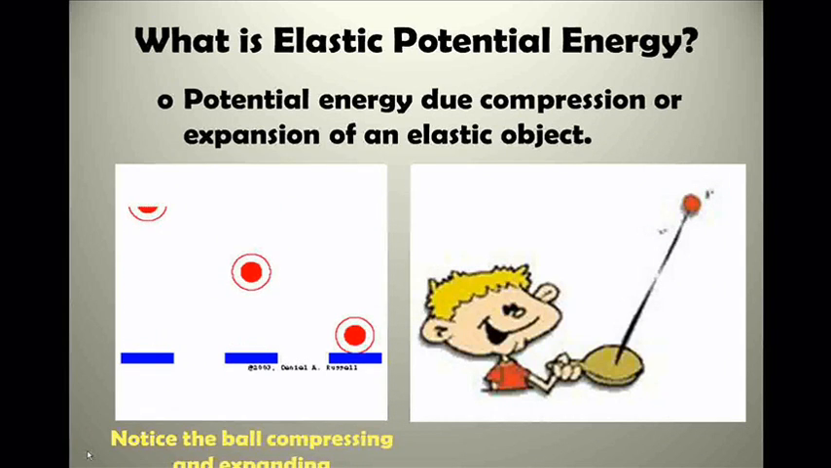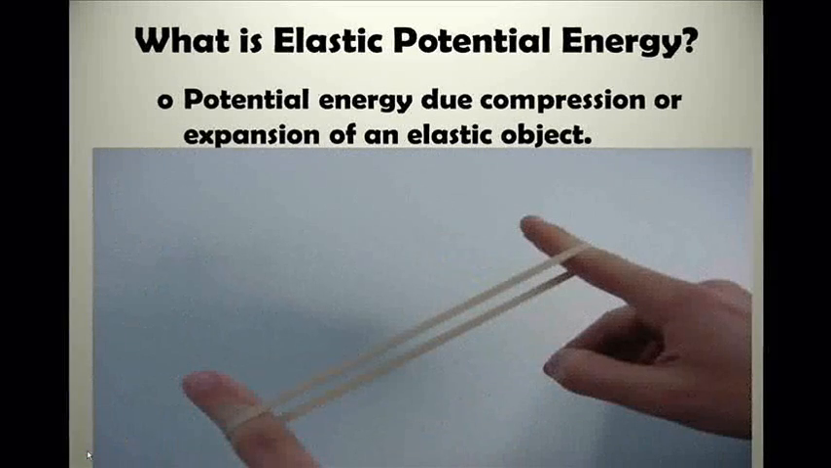Look at the ball on the far left. As it comes down, it gets squished right here, and that's potential energy. Then when that potential energy is released as the ball expands, it turns into kinetic energy. Remember, kinetic energy is moving energy. The boy on the right also has an elastic tied to a ball. And elastics, when you stretch them, have elastic potential energy.